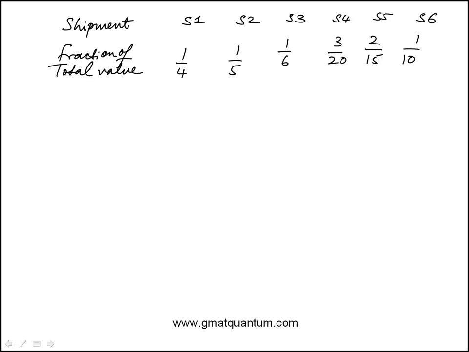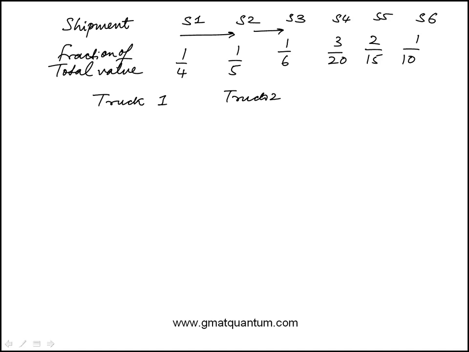So here we're told that 6 shipments of machine parts were shipped from a factory in 2 trucks. So truck 1 and truck 2. So they were divided between these 2 trucks. And these are the labels for those shipments.